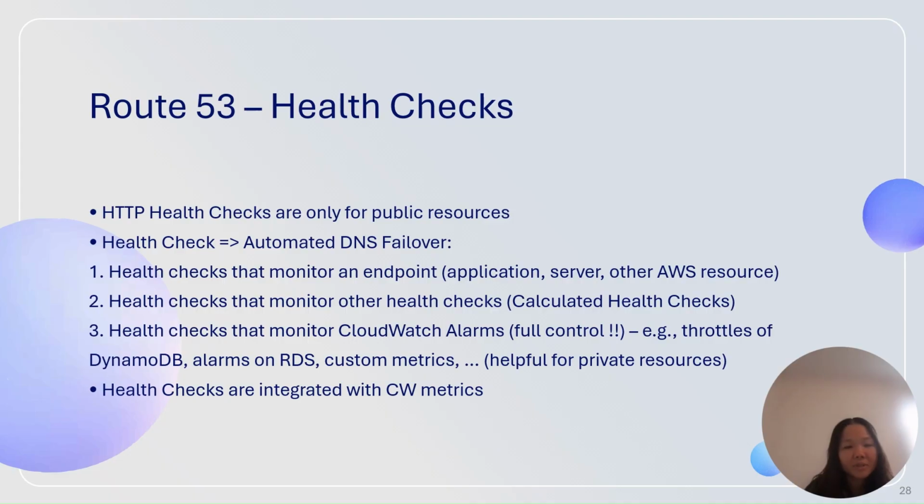like throttle of DynamoDB alarms or RDS custom metrics. This is helpful for private resources, and health checks are integrated with CloudWatch metrics.